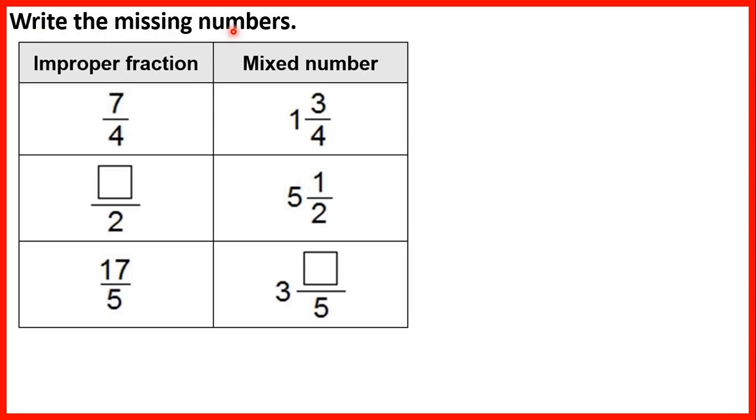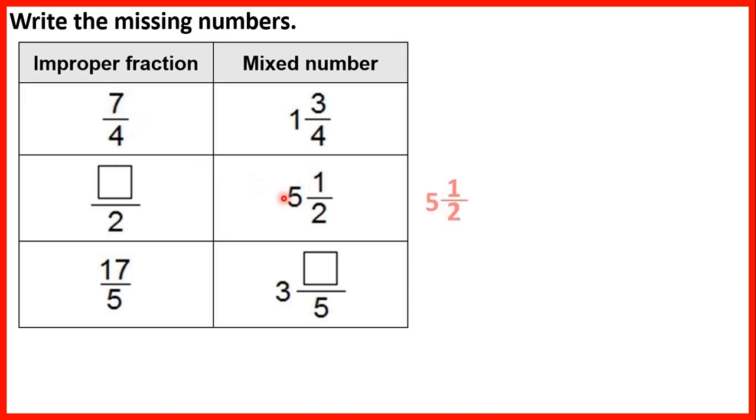Write the missing numbers. So here we need to convert between improper fractions and mixed numbers. In the example they've given us, the improper fraction is 7/4, and as a mixed number, that's 1 3/4, because 7 divided by 4 is 1 remainder 3, and the denominator stays the same, or 1 times 4 is 4 plus 3 is 7, and that's the numerator of the improper fraction.